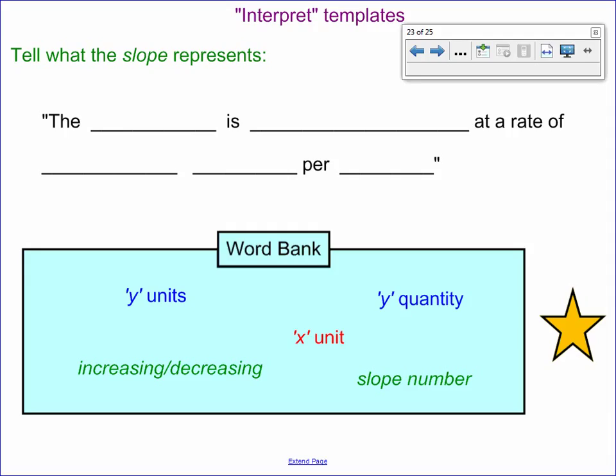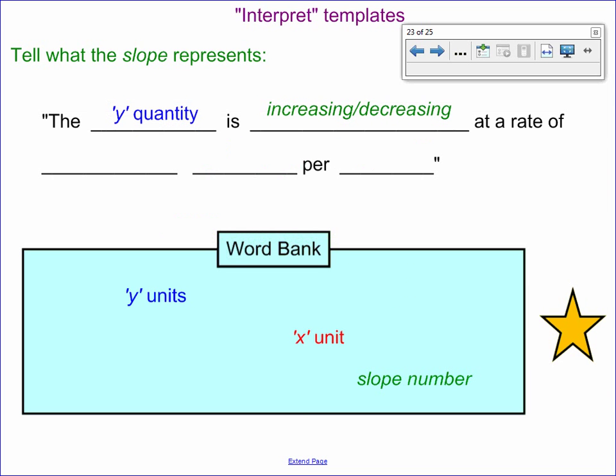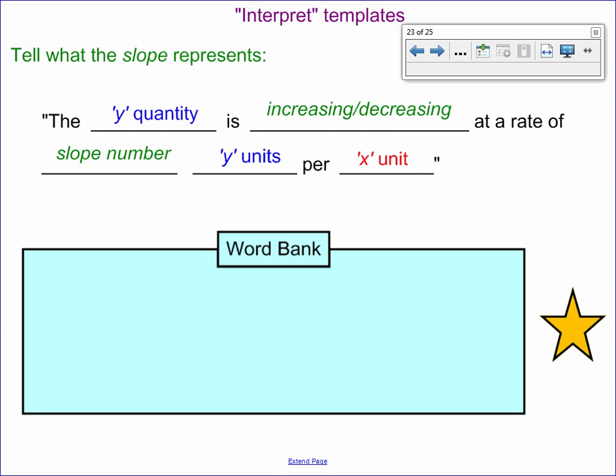So a good template, and you don't have to use this, but a good template that would get you full credit on your interpreting for your day four quiz would be: the Y quantity is increasing or decreasing at a rate of slope number Y units per X unit. Let's think about that in our miles driven versus cost of owning my car problem. Ready? The cost of owning the car is increasing at a rate of one-third dollars per mile driven.